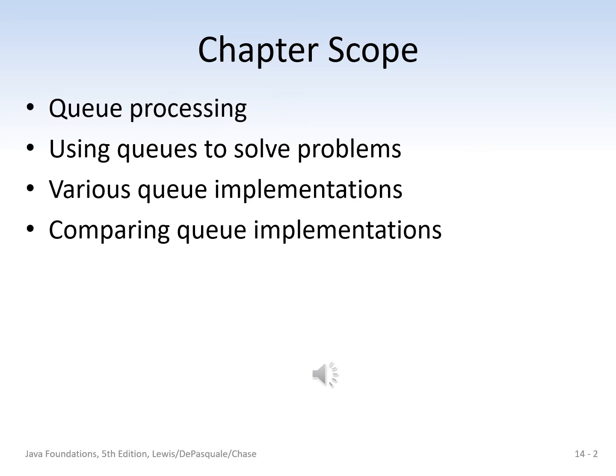Here are the topics that make up the scope of this lecture. We'll discuss queue processing, using queues to solve problems, various queue implementations, and comparing queue implementations. Because remember, a queue, well, not remember, as you might have guessed, a queue is an abstraction. And how it's implemented is abstract to the user. The protocol that the queue follows is all we really need to be concerned with.